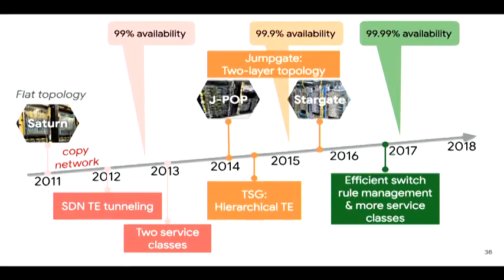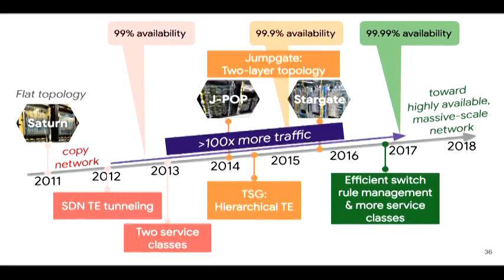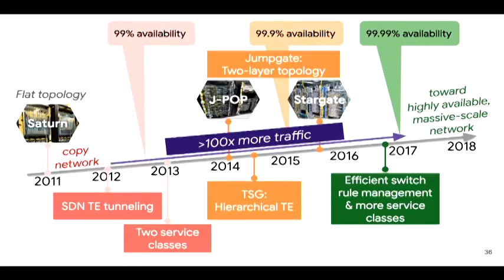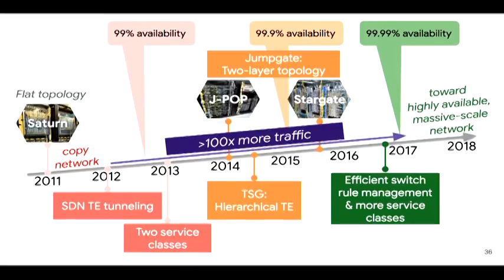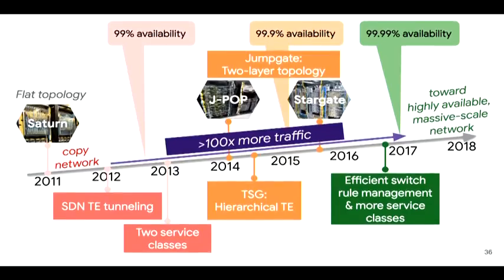More recently, we achieved 4 nines of availability by re-engineering our domain controller stack with a more efficient switch rule management and more service classes. And this is done concurrently with supporting 100x more traffic. And we evolved the B4 into a highly available massive scale network.